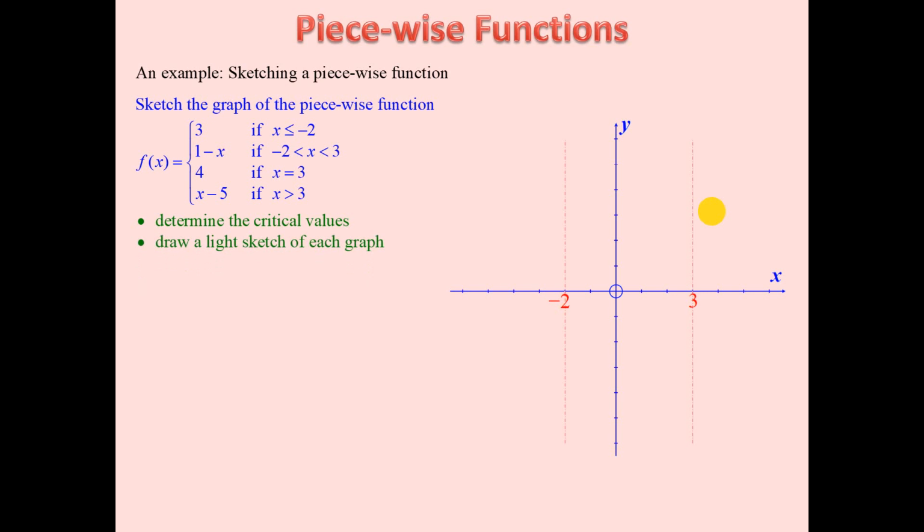Draw a light sketch of each graph. So there the graphs are y equals 3, y equals 1 minus x, y equals 4 when x is 3, so the point 3, 4, and y equals x minus 5. Don't worry about putting in the axis intercepts at this stage, because the sections might not be crossing the axes, so you don't want to have all the intercepts in just yet.